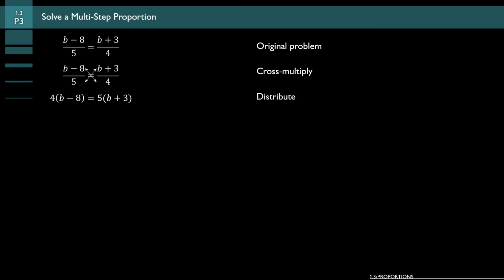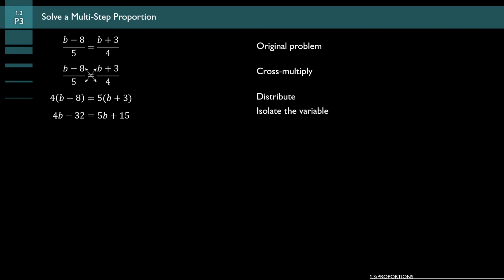Make sure you put those quantities in parentheses to remind yourself that you need to distribute the 4 through to both terms and then the 5 through to the other two terms. So 4 times b minus 8 is going to give us 4b minus 32, and 5 times b plus 3 is going to give us 5b plus 15.